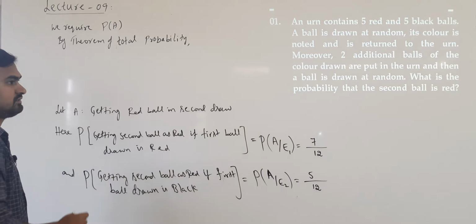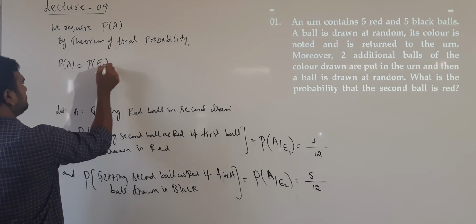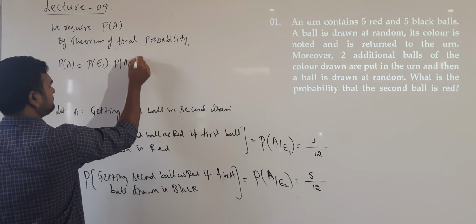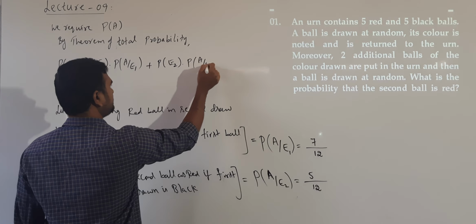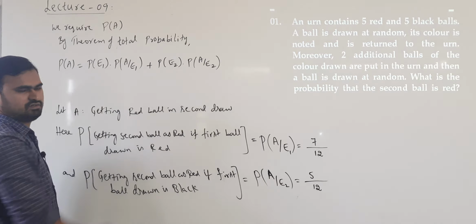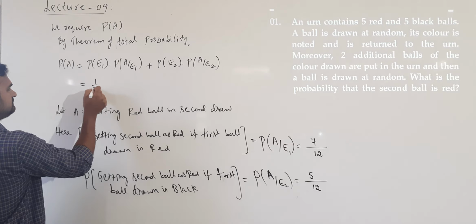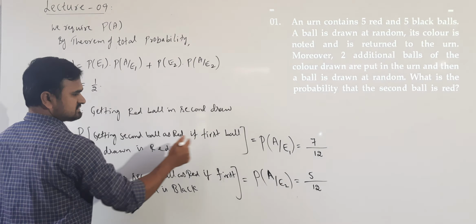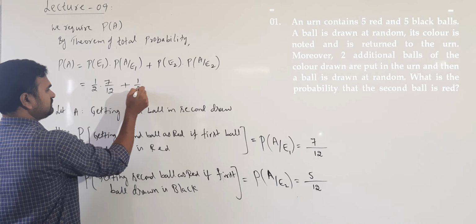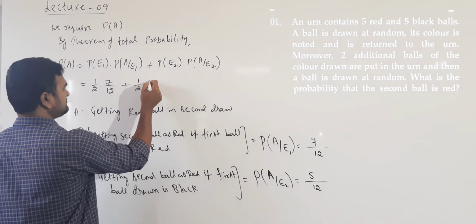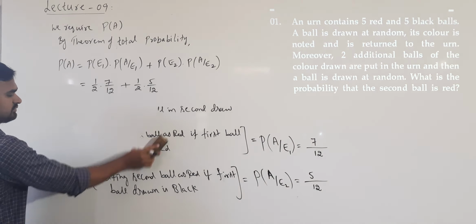By the theorem of total probability, P of A can be written as P of E1 into P of A given E1 plus P of E2 into P of A given E2. It may have occurred in any one of these two cases. So P of E1 we know is 1 by 2, P of A given E1 is 7 by 12, plus P of E2 is 1 by 2, P of A given E2 is 5 by 12. Let us simplify. We will get the required probability.